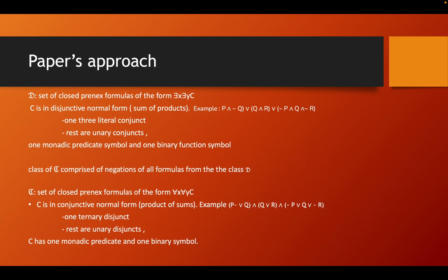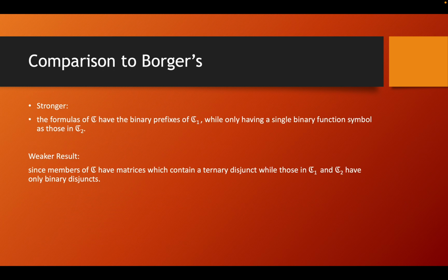So disjunctive normal form is basically the sum of products: the or is outside of parentheses, and then the and is inside. And conjunctive normal form is the product of sums, so the or is inside, and then the and is outside. Also, the set D has a three literal conjunction, and the set C has a ternary conjunction, which is bad. But his approach is not an advance of Börger's, it's just another take on it.